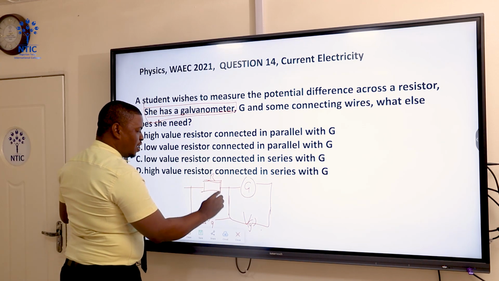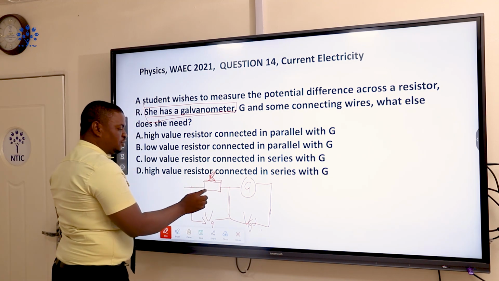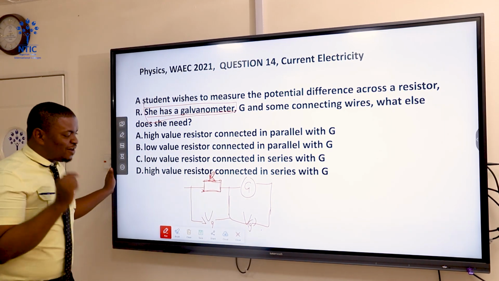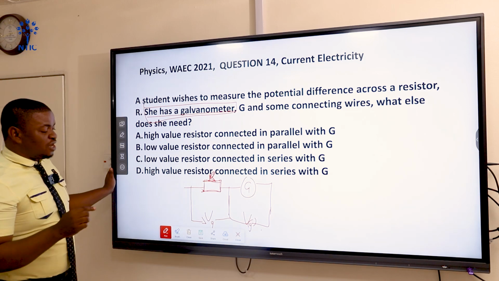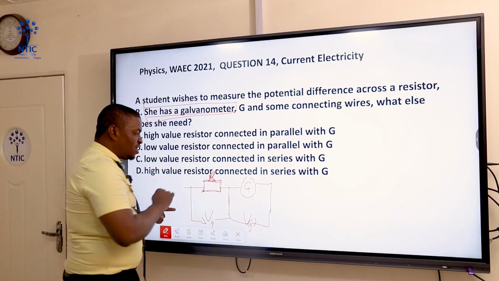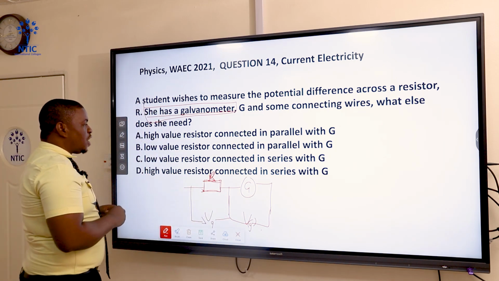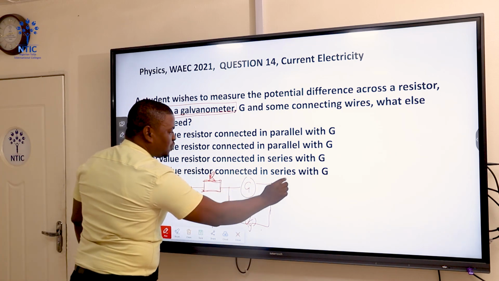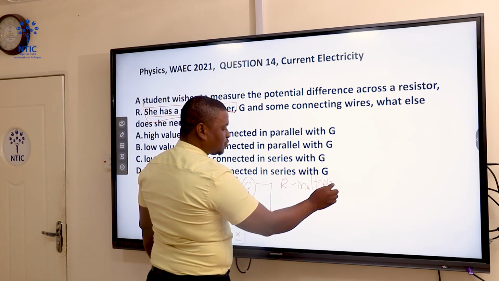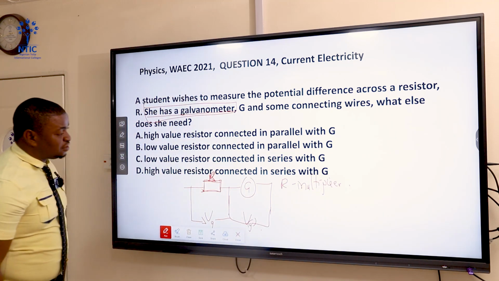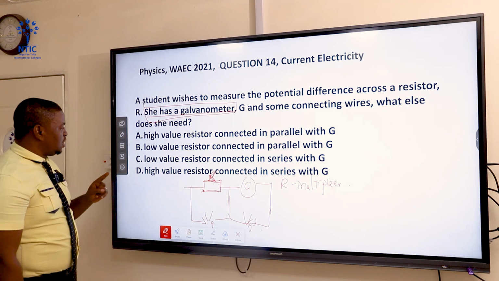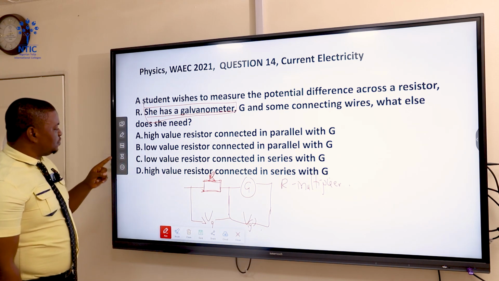So this resistor, how is it? In doing this, this resistor would be of a high resistance. So when converting a galvanometer to a voltmeter, a resistor of high resistance is connected in series with the galvanometer. That resistor is what we call a multiplier. So if you want to convert a galvanometer to a voltmeter, connect a resistor of high resistance in series with the galvanometer to give you that voltmeter. So the answer here is a high value resistance.